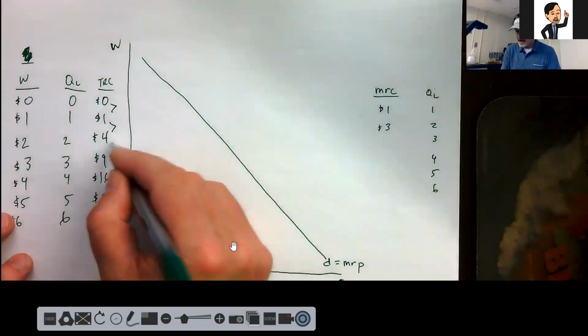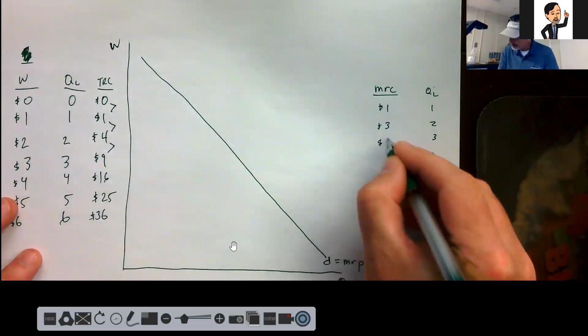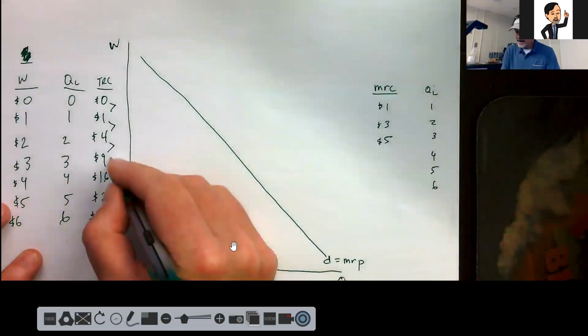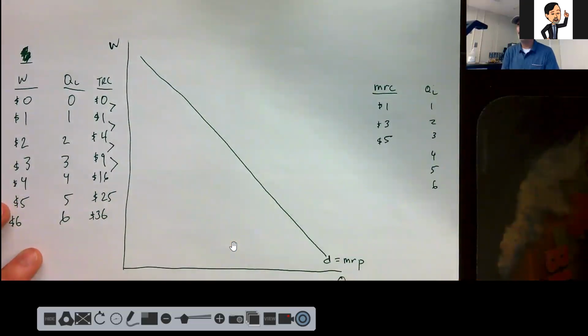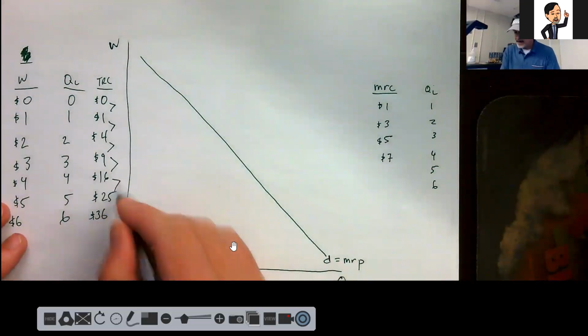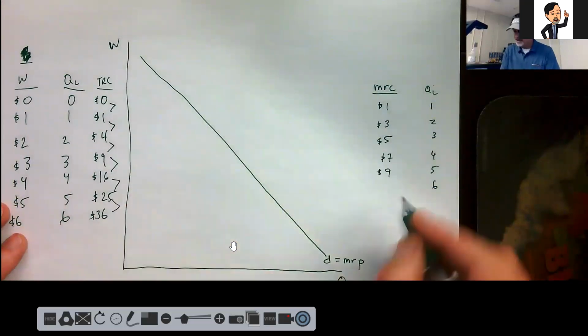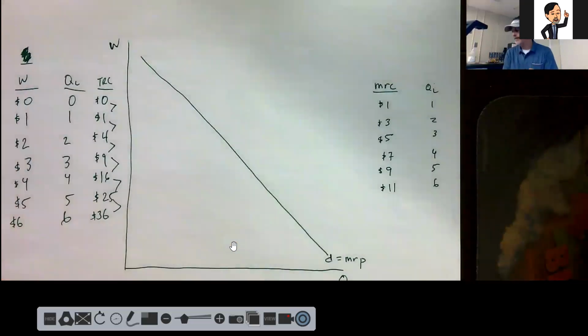When I want to hire my third worker, how much extra resource cost do I take on? $5. When I hire my fourth worker, how much extra resource cost do I take on? $7. How about when I hire my fifth worker? $9. How about my sixth worker? $11. Okay, so I want you to graph the labor supply curve.